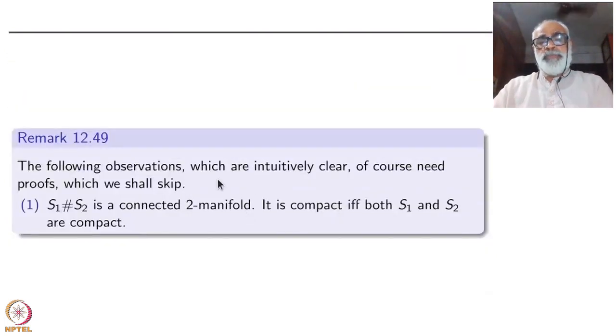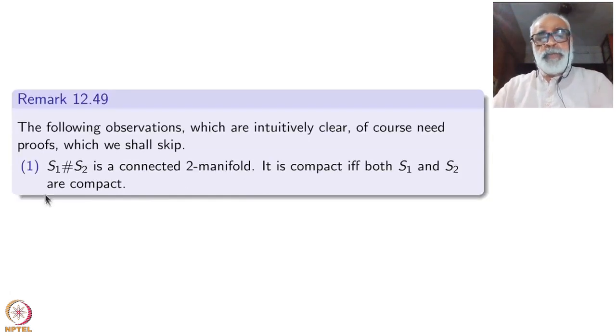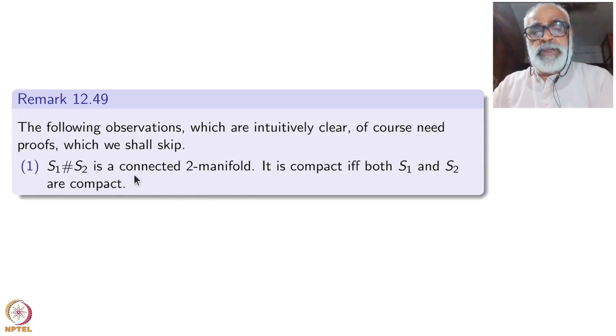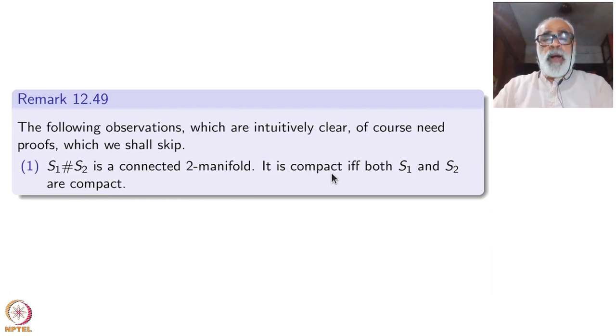The following observations, which are intuitively clear, of course need proofs, which we shall skip. So what are these observations? S1 connected sum S2 is a connected two manifold. It is compact if and only if both S1 and S2 are compact.